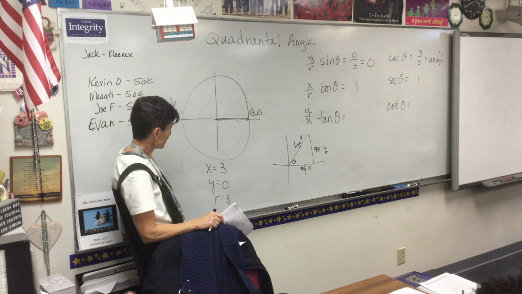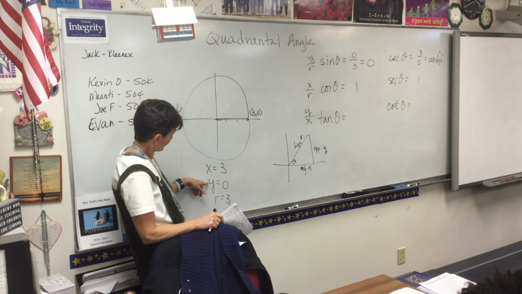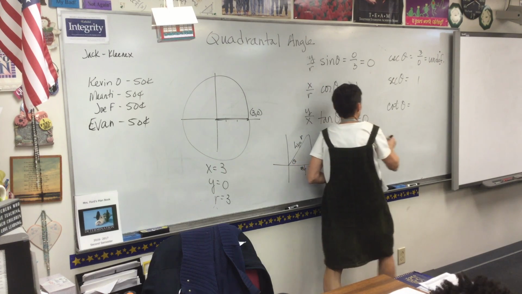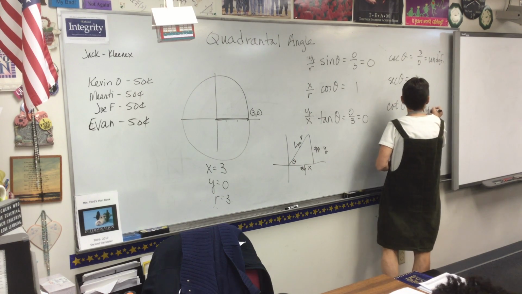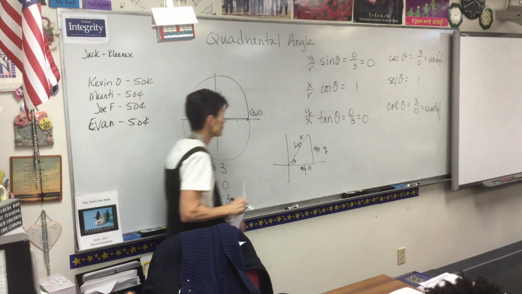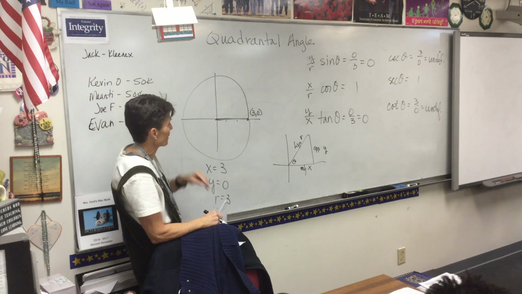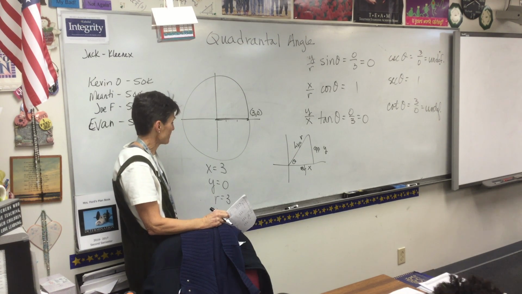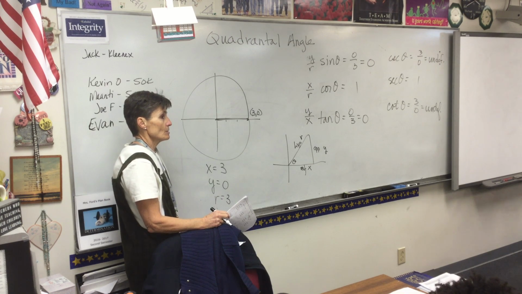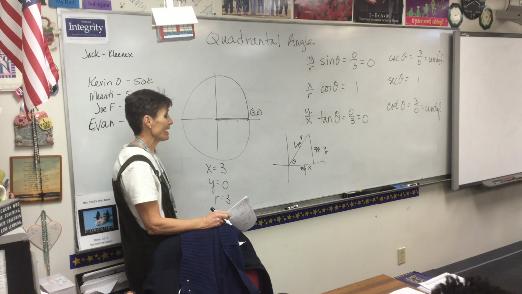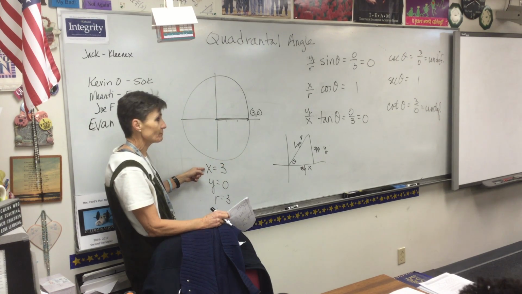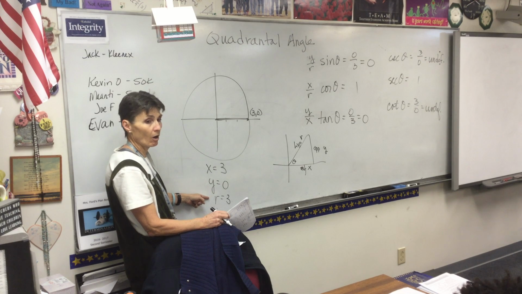And then tangent, 0 over 3 is 0. And this one is 3 over 0, which is undefined. There are no negatives in that problem. So how do we handle angles that are actually on an axis? We have to do x, y, and r.